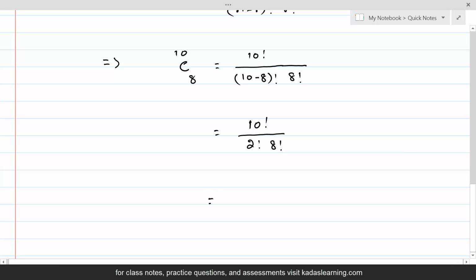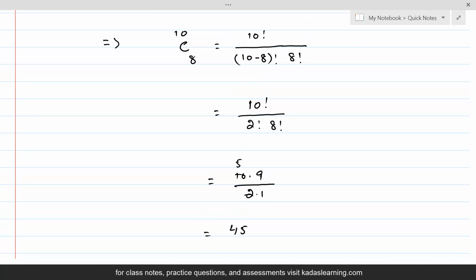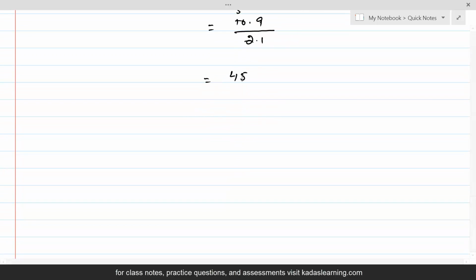If we open this up, this will leave behind 10 times 9 divided by 2 times 1, because up to 8 factorial we can cancel it out. And this will give us 5 times 9, and the answer would be 45. And we read it as 10 combination 8. This is how we can find it out.